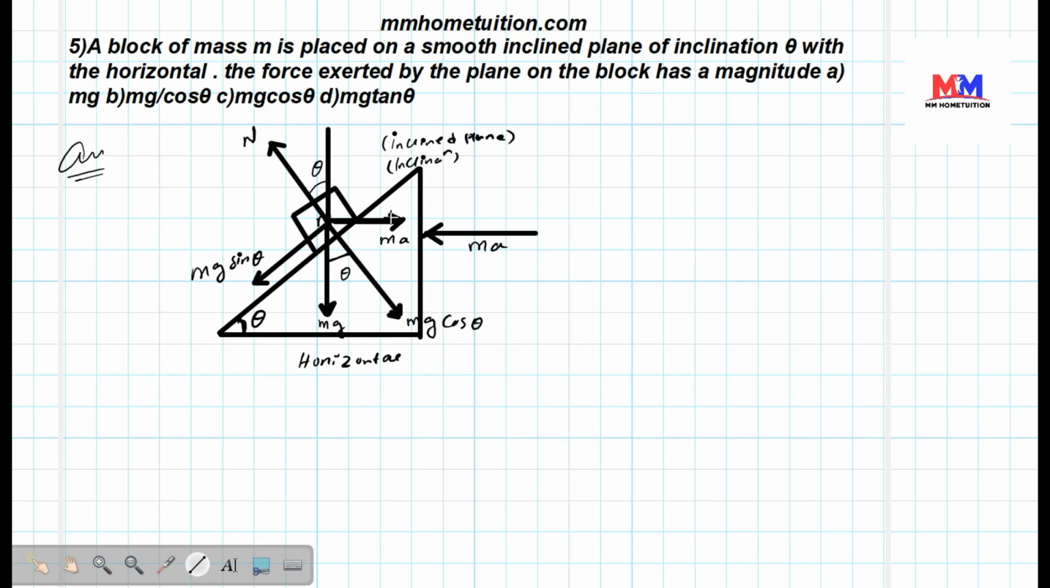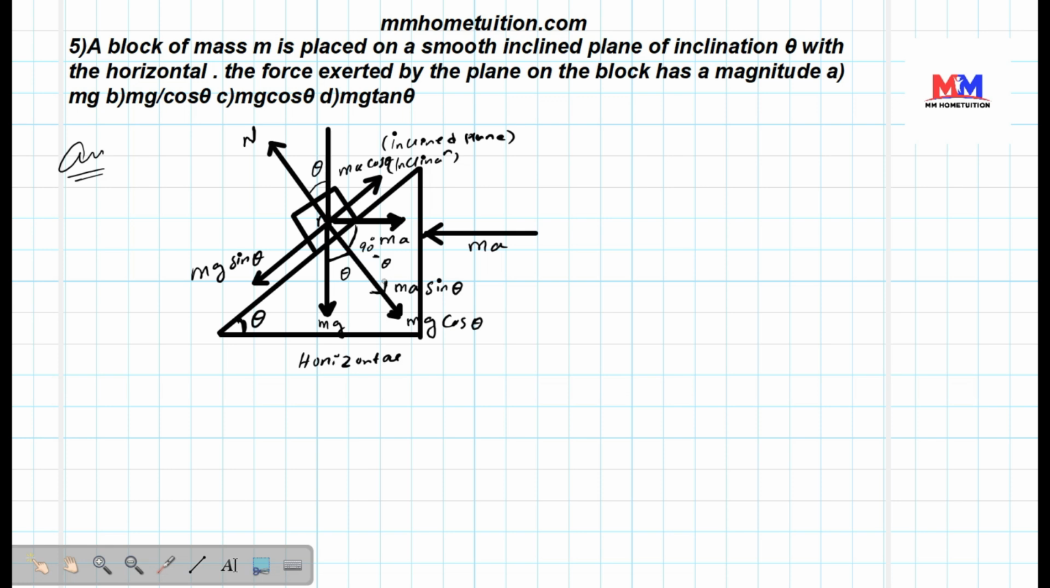If this is theta, this is 90 minus theta. So this is ma cos 90 minus theta, which is ma sin theta. And this is ma sin 90 minus theta, which is ma cos theta. So this is ma, this is 90 minus theta, this is ma sin theta, this is ma cos theta.